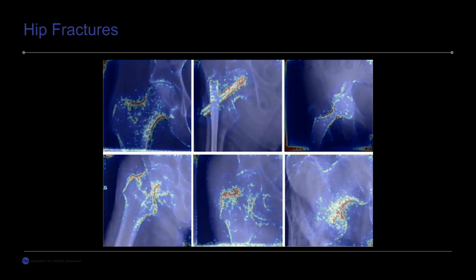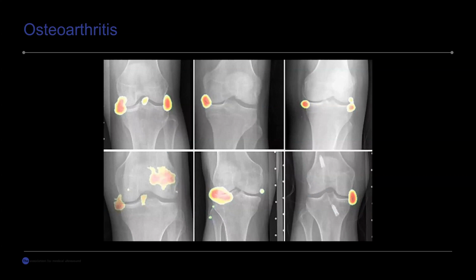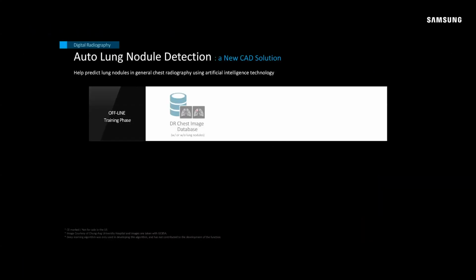Hip fractures, there's technology to help us identify fractures in the hip, whether it's periprosthetic or in a native hip. There's even a technology out there to help us detect and try to classify or grade the degree of osteoarthritis in a knee x-ray or whatever particular bone you're looking at.